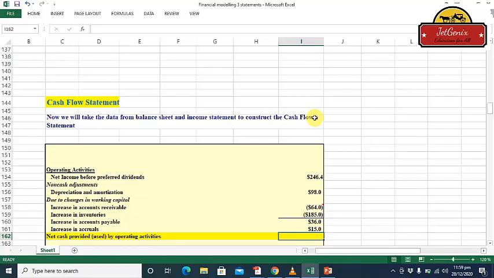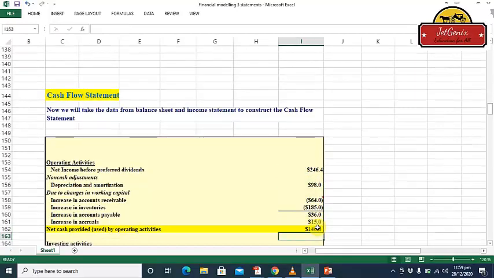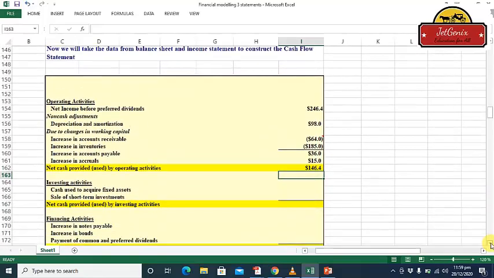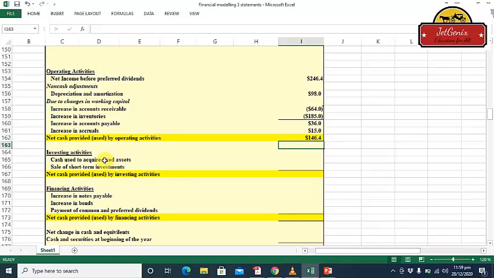accruals. It is an increase and it is not a cash outflow. That's why we are not going to report it in parentheses. So the net cash flow provided by the operating activities will be just equivalent to the sum. We are going to select all these values and press enter. So the net cash provided by the operating activities is $146.4 million.